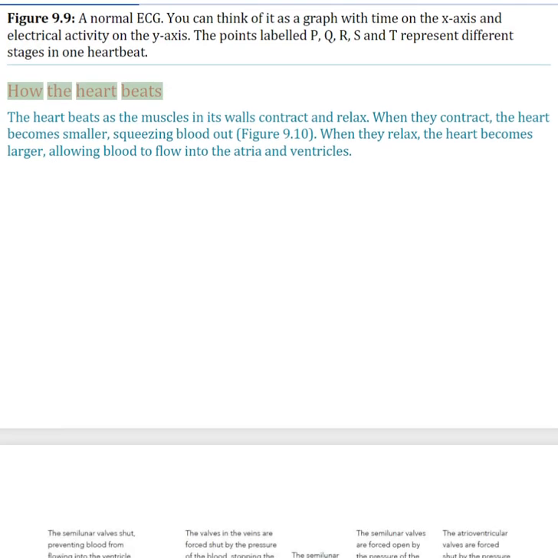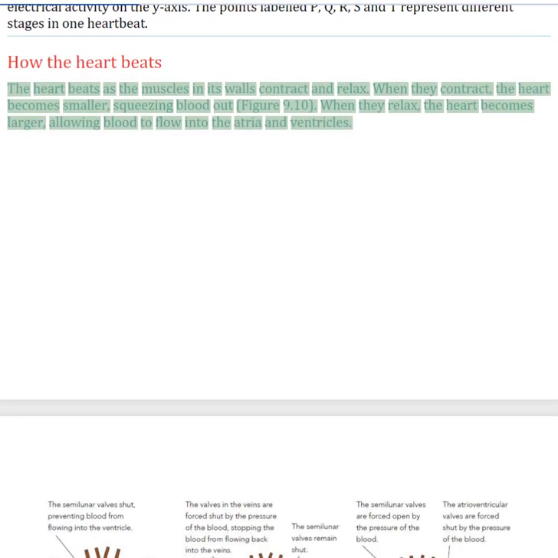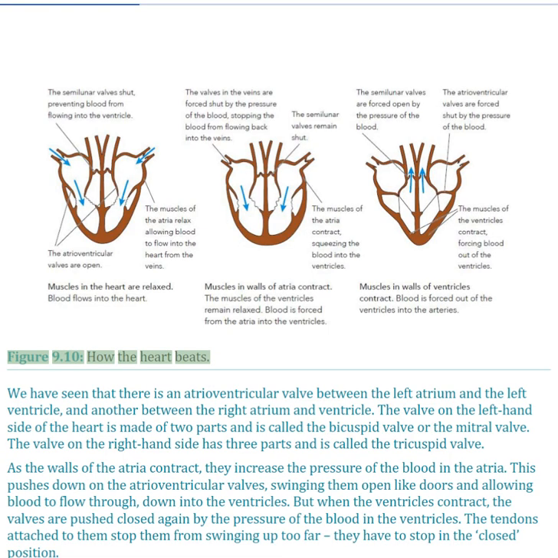How the heart beats. The heart beats as the muscles in its walls contract and relax. When they contract, the heart becomes smaller, squeezing blood out. When they relax, the heart becomes larger, allowing blood to flow into the atria and ventricles. Figure 9.10. How the heart beats.